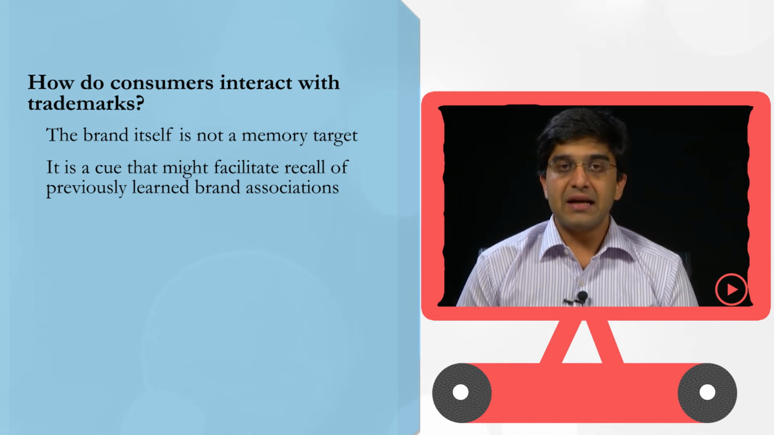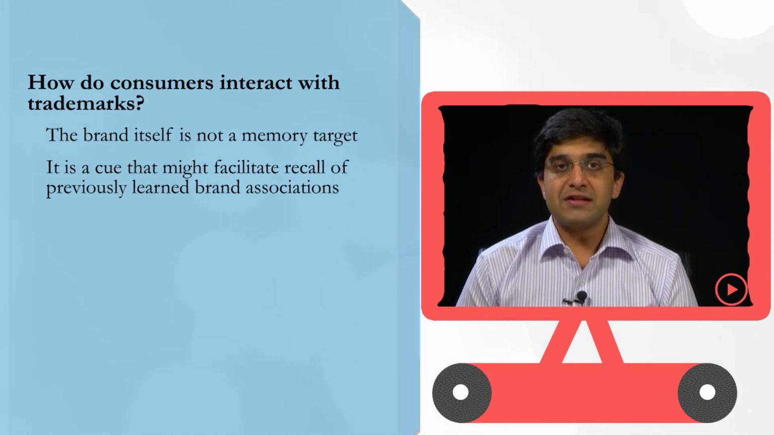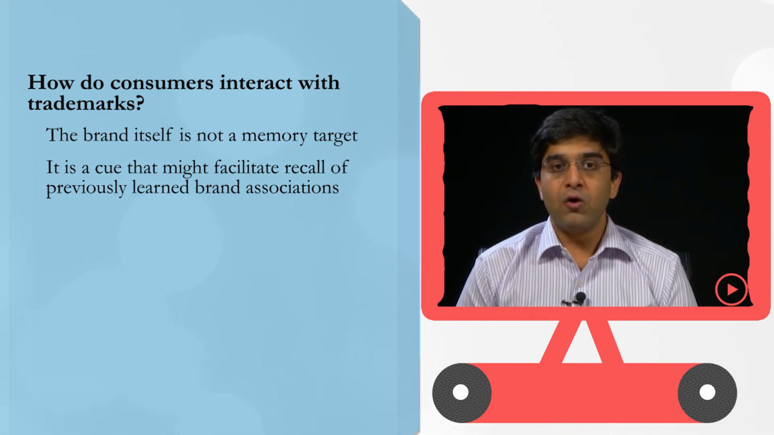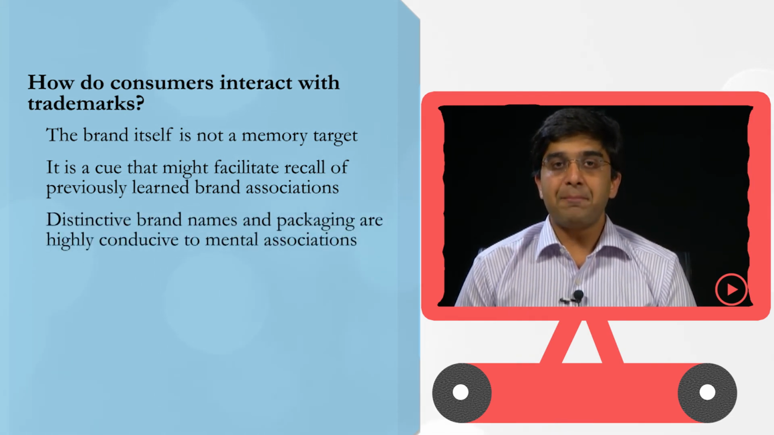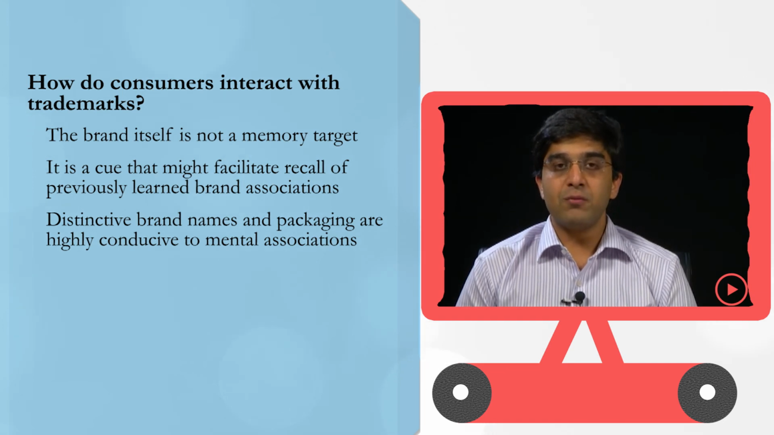This means that a person may not remember the brand exactly. It may have certain associations with certain parts of the brand, and this may be a word, a numeral, a trade dress, anything of that nature which is distinctive. Therefore, distinctive brands and packaging are highly conducive to mental associations. The consumers associate a particular distinctive part of a product with a particular brand or a particular source of goods.